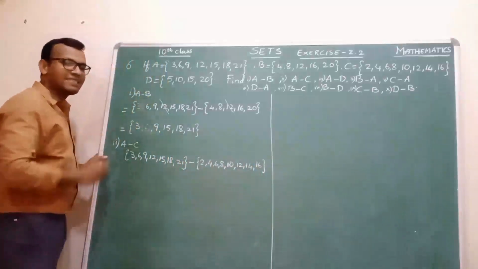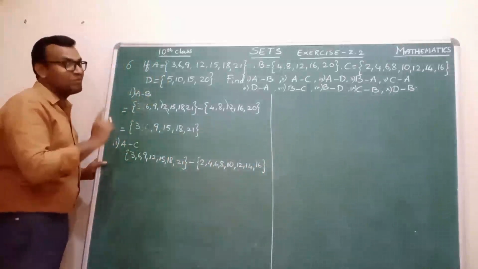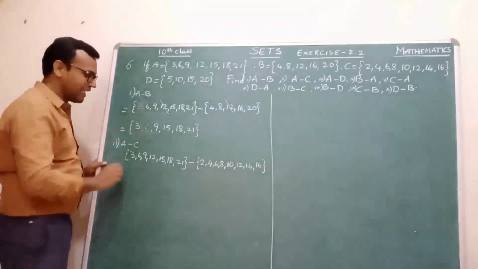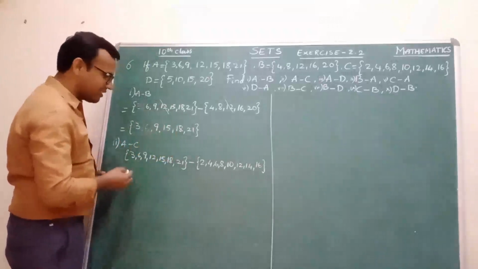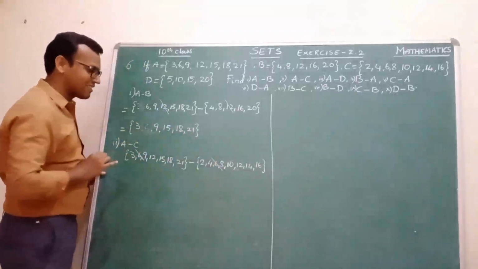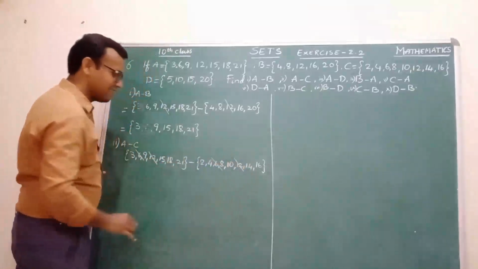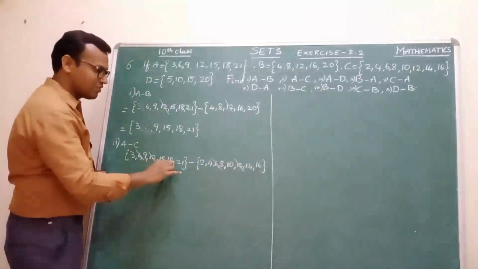Now A minus C means the elements which are there only in A but not in C. So only A. So common elements we need to cancel. What are common? 3 is not common. 6 of course is common. Let me cancel that. 9 not. 12 is common. Cancel. 15 no. 18 no. 21 no.